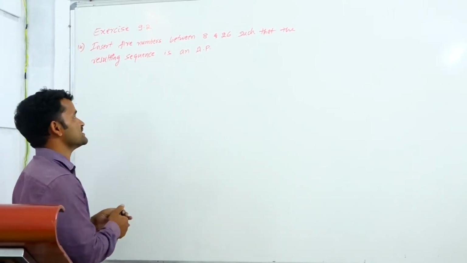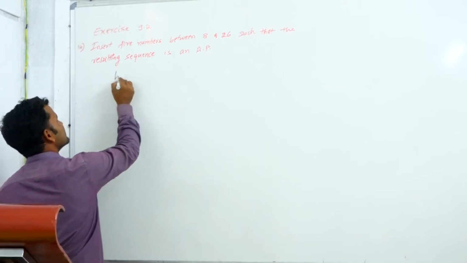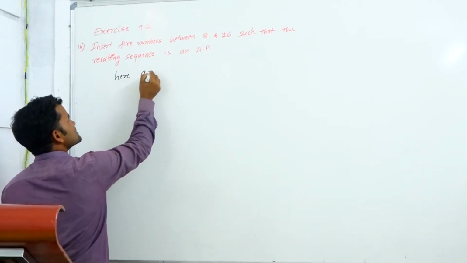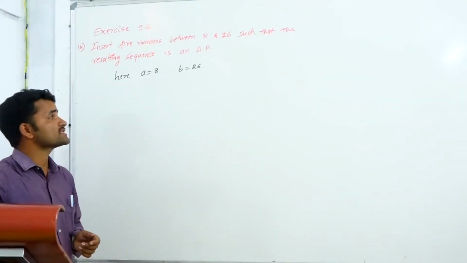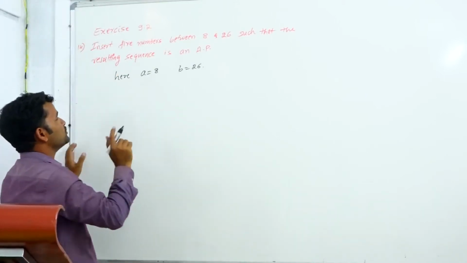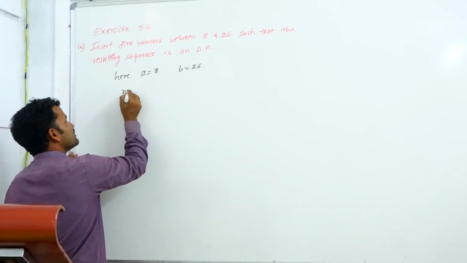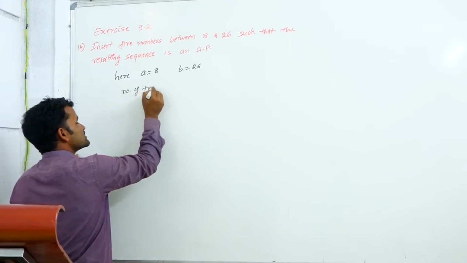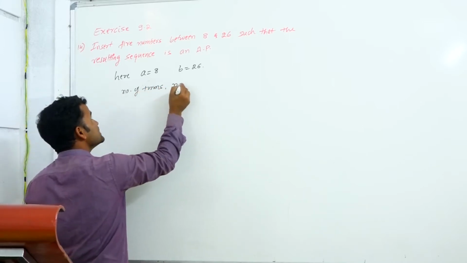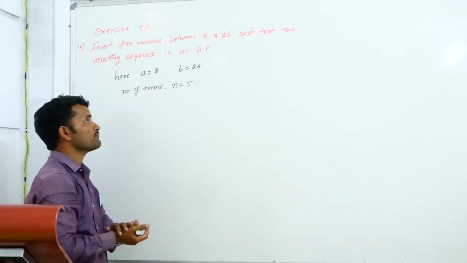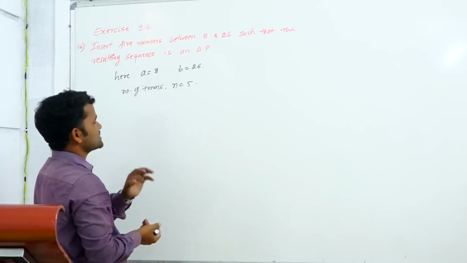Between 8 and 26, what is the first term here? Here A is equal to 8 and B is equal to 26. How many terms we need to insert here? Insert 5 numbers, okay? Number of terms, that is n is equal to 5 here. You have to be careful. Next, such that the resulting sequence is an AP.